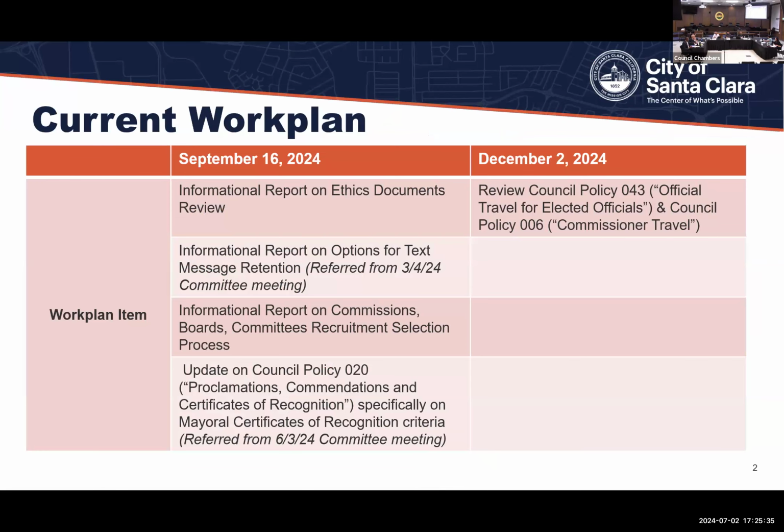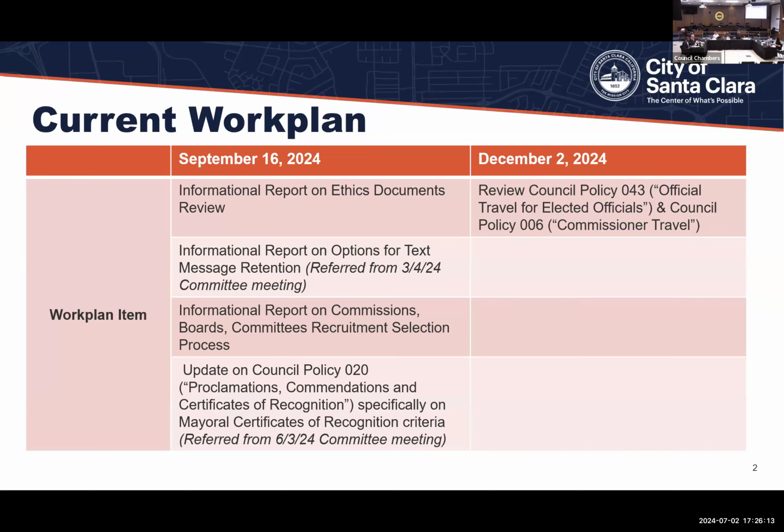As the committee knows, we first talked about this work plan at your March 4th meeting. This was also agendized for June 3rd, but due to time, we did not get to that item, and so it was re-agendized for this meeting. You have two more regularly scheduled meetings this year, September 16th and December 2nd. I will mention an update to both of these for two items that we discussed today: one will be brought back on September 16th and the other on December 2nd.